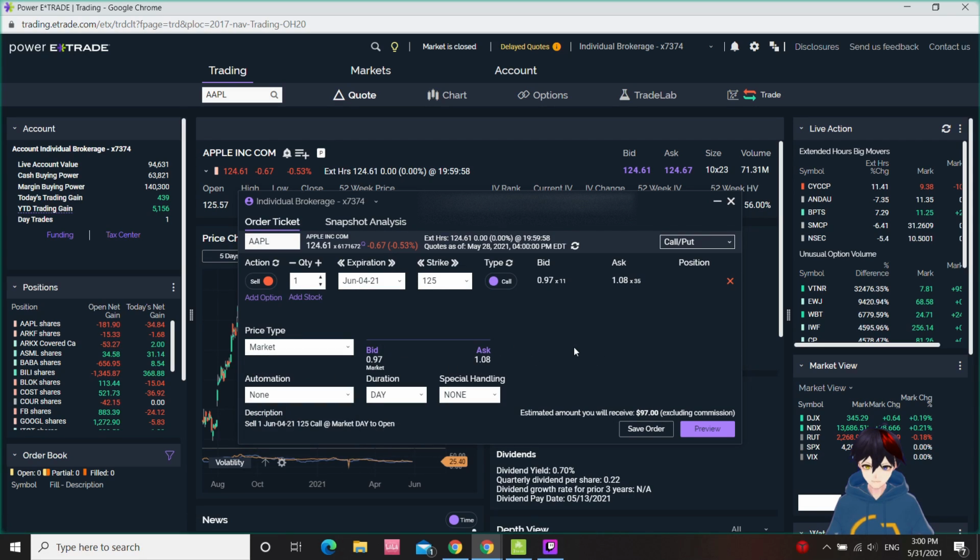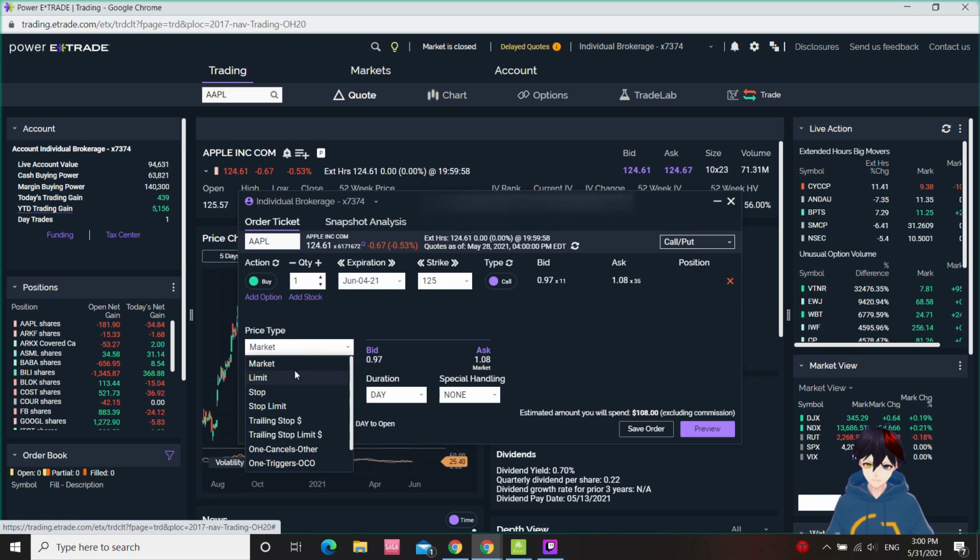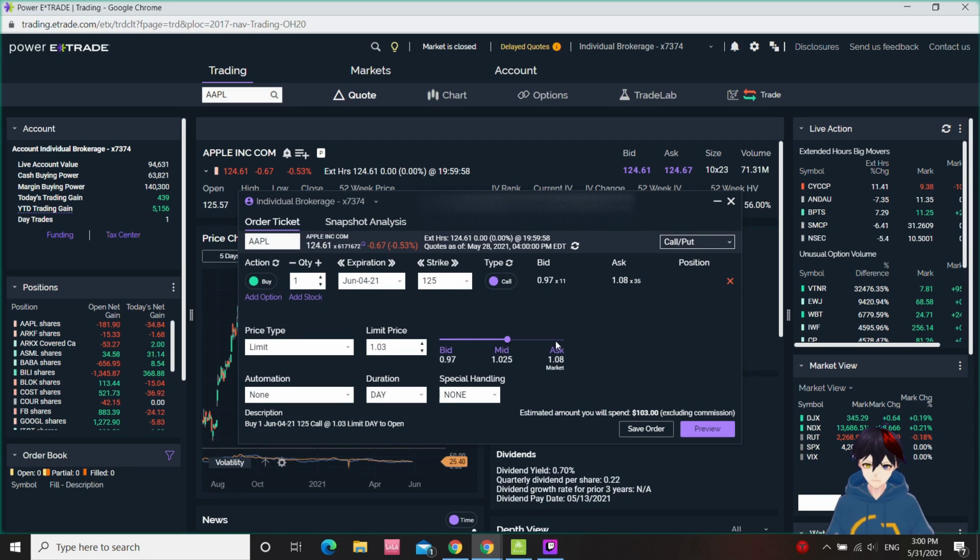And if you just blindly do a market, in this case, you would pay 108. Whereas if you do limit, you can pay 103. So $5 saved without much work. Again, it's a negotiation here. And buy and sell, put and call.